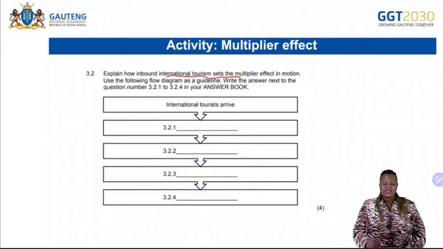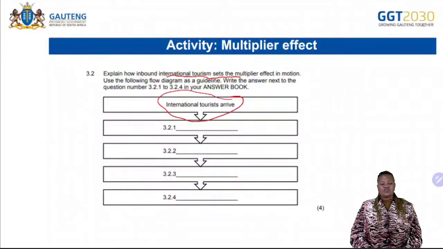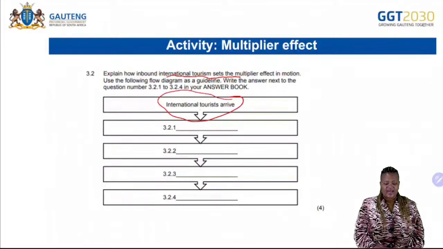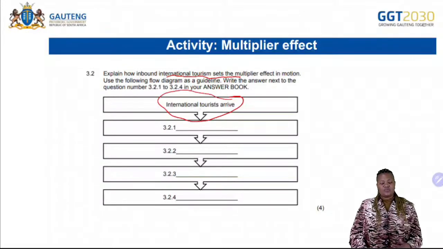So if we look here, they say the international tourist arrives. Then at 3.2.1, you must state what happens once he arrives. Once he has done what he's supposed to do, what happens at 3.2.2? What happens at 3.2.3? What happens at 3.2.4?